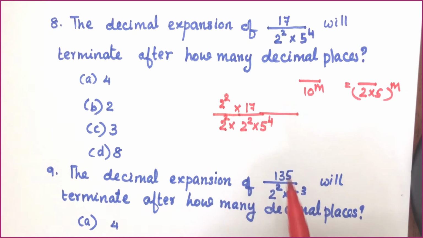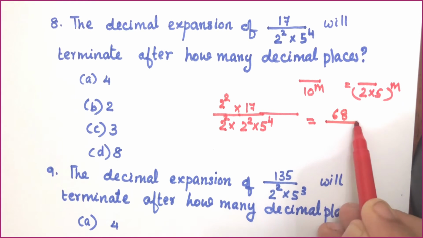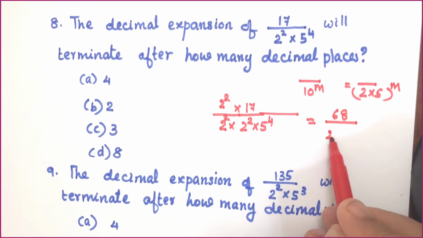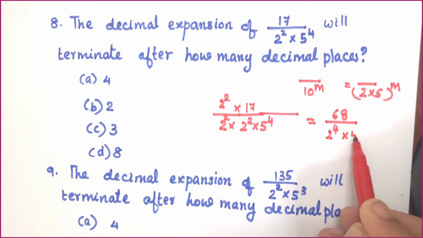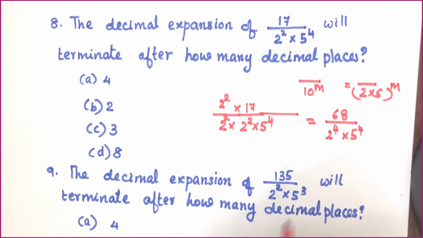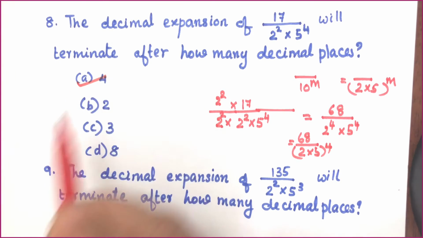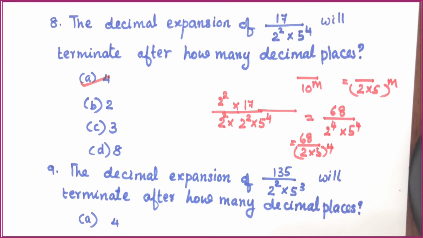So that we will get 2 square times 2 square is 2 to the power 4, which is equal to 68 divided by 2 power 4 times 5 to the power 4. And now we can write 2 and 5 with the same power 4. That means 68 divided by 2 times 5 to the power 4. See, what is the power? Power is 4. So it will terminate after 4 decimal places.